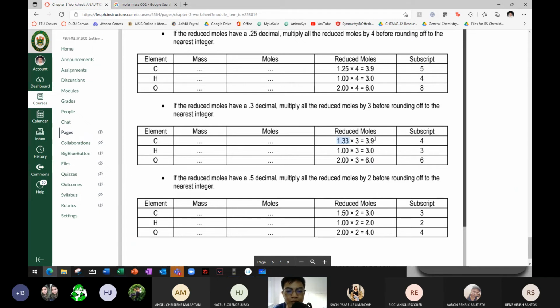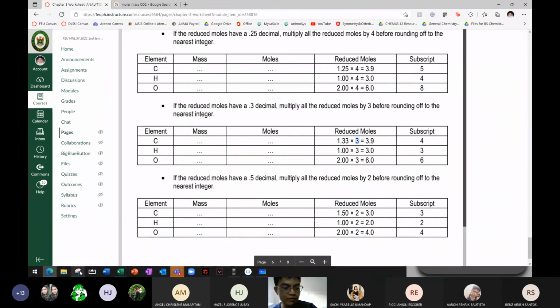Okay? And then, magiging 3.9 yung isa dyan. So, you round it off to 4. Okay? Basta again, pag 0.9, whole number na agad dapat. But if yan ay 0.25, you multiply everything by 4. And that's 0.33, you multiply everything by 3. And then if yan ay 0.5, you multiply everything by 2. Okay? So, ganun yung mga technique na ginagawa dyan.